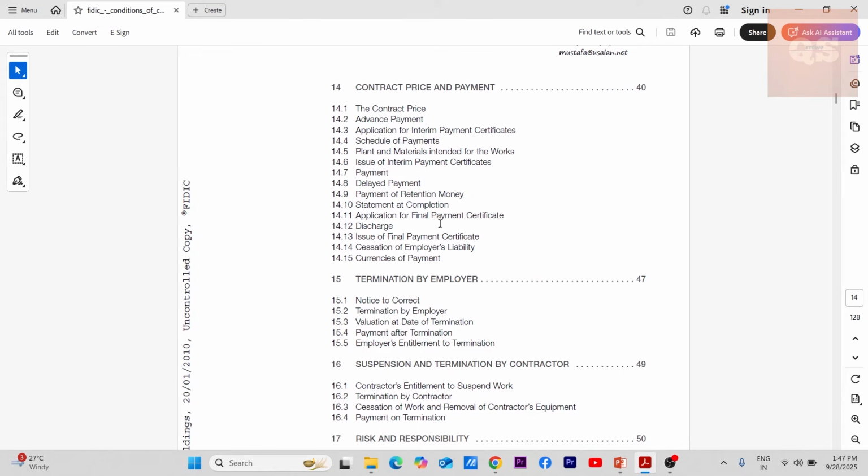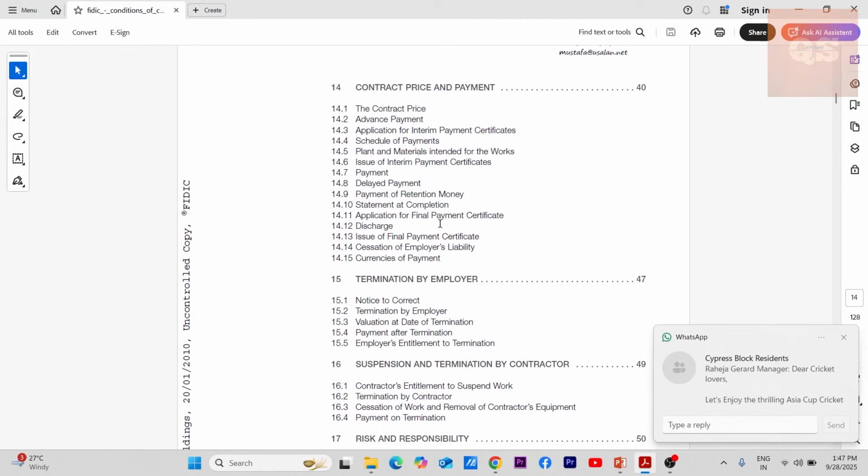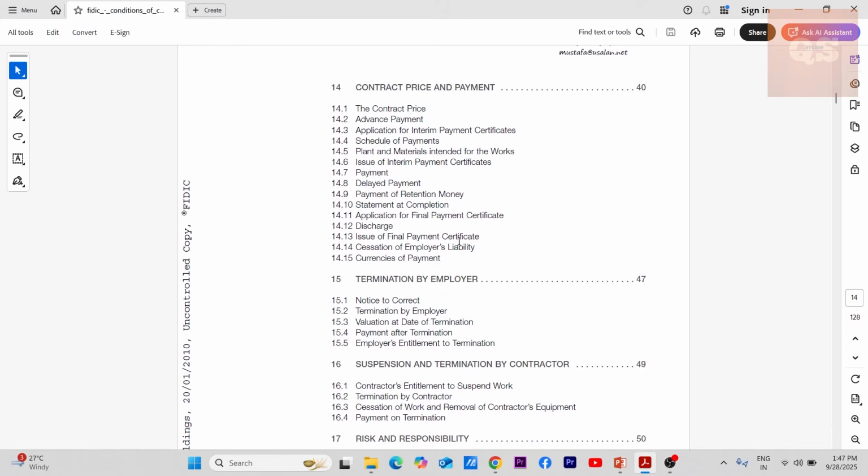Statement at completion, application for final payment certificate, the final closing out, then the discharge, issue of final payment certificate, cessation of employer's liability, currency of payments. All these are under this main clause 14, contract price and payment.